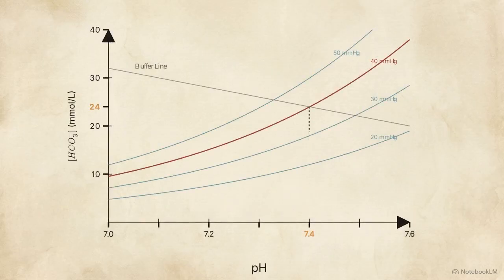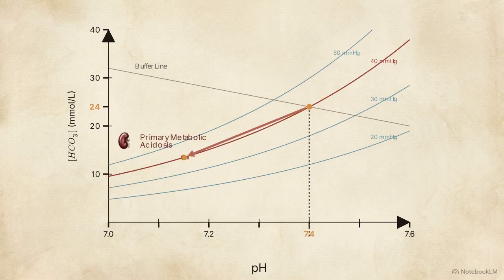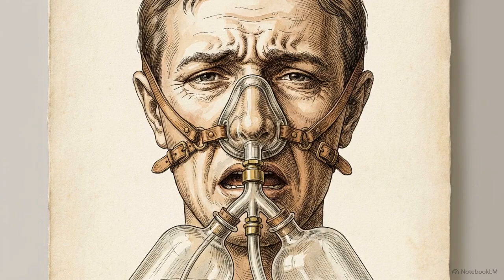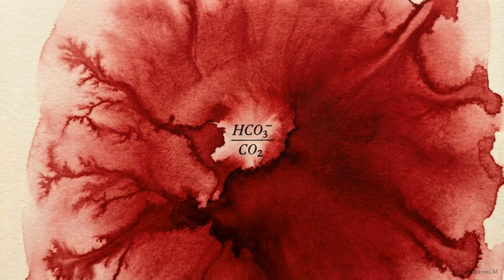On a Davenport diagram, the initial acidosis moves the patient to the left. The subsequent hyperventilation slides the point downward across the CO2 isobars, pulling the pH back toward the normal range. This defense is limited by the work of breathing and central hypoxia, which generally prevent the PaCO2 from dropping below 10 to 15 millimeters of mercury. Respiratory compensation is a powerful bridge, but it is an adjustment of ratios rather than a permanent clearance of acid.